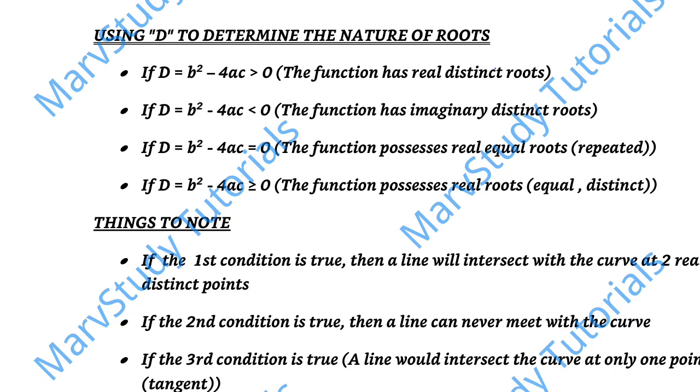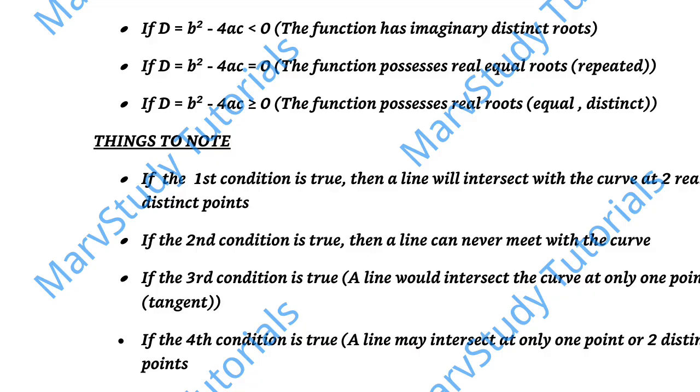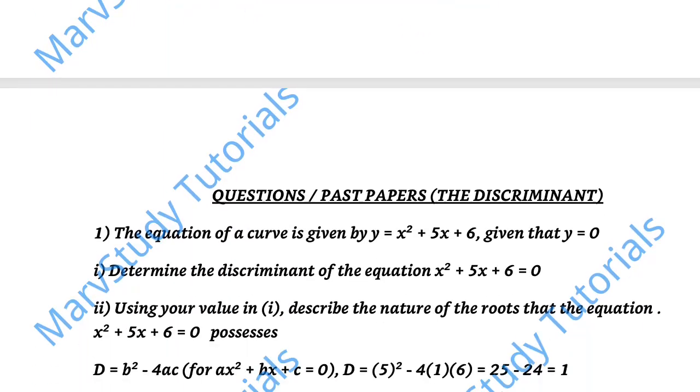Then if the third condition is true, that means equal roots. The third condition says b squared minus 4ac is equal to 0. That means it will intersect at only 1 point, or we can say it will be a tangent. Then if the fourth condition is true, it may intersect at only 1 point or 2 distinct points. That's why I said it's a combination of 2 conditions. So let's go right in to what we have to do.